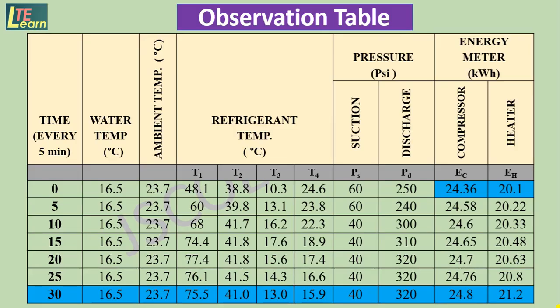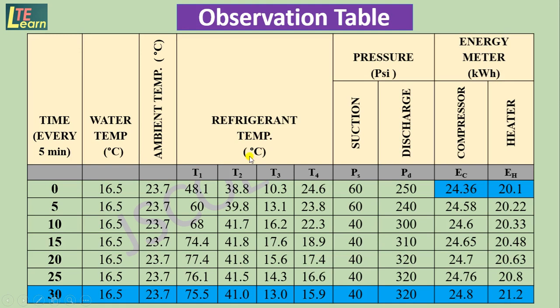So, by conducting the experiment, we find the readings. These readings we write in this table form. Here is the first column of time. We take the reading with an interval of 5 minutes, so we conduct the test for 30 minutes. During the test, the temperature of the water calorimeter is maintained at a steady level by adjustment of the thermostat of the heater.